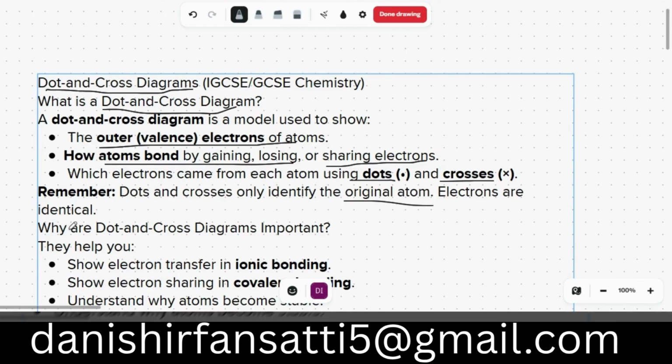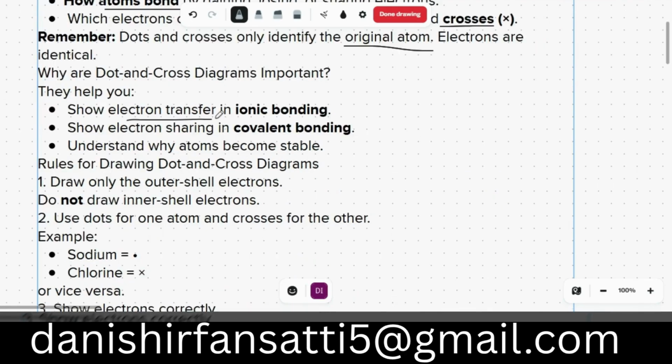Electrons are identical. Why are dot and cross diagrams important? They show the transfer of electrons in ionic bonding and electron sharing in covalent bonding. They help us understand why atoms become stable.